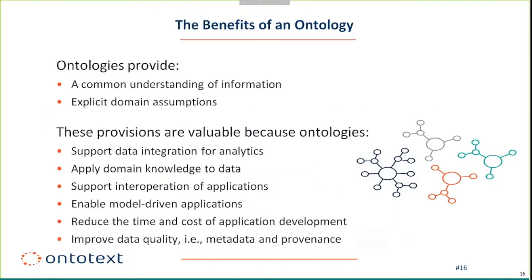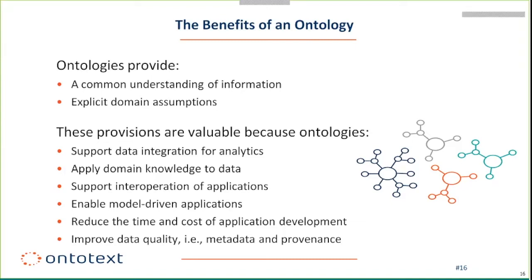Some of the benefits of using ontologies is that ontologies give you a common understanding of the information that you're dealing with, and it also allows you to define explicit domain assumptions. So a particular class or property, its name might be ambiguous depending on which domain you're in. So using ontologies, you can specify what exactly you mean by using that particular class or domain.